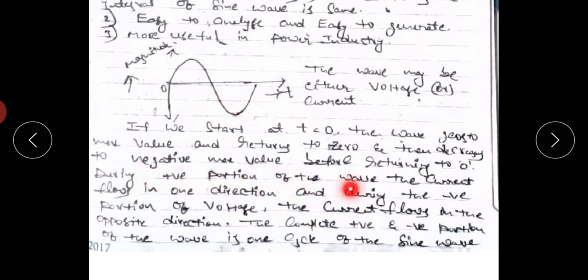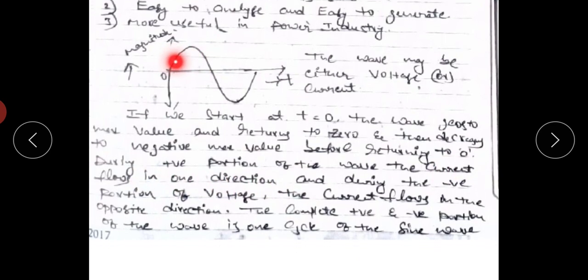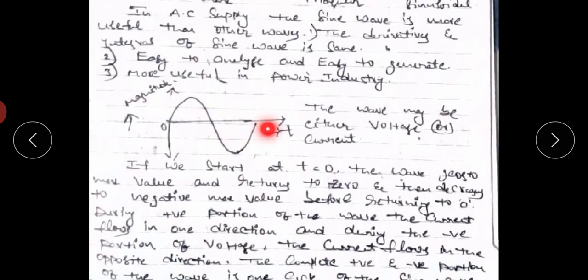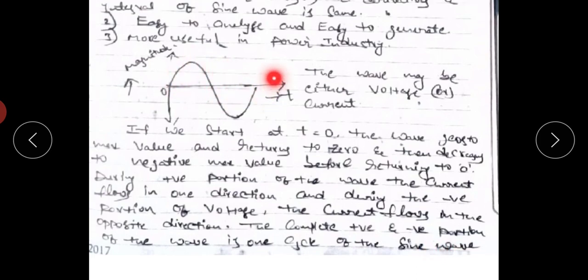During the positive portion of the wave, the current flows in one direction. During the negative portion of the voltage, the current flows in the opposite direction. The complete positive and negative portion of the wave is called one cycle of the sine wave. So positive and negative combined is called one cycle of the signal.